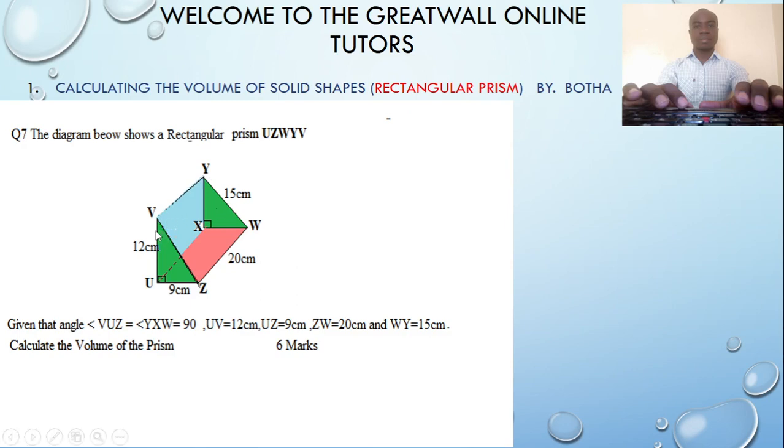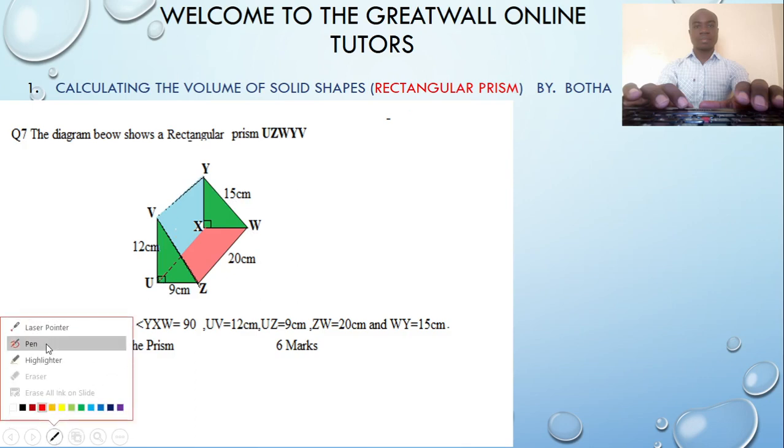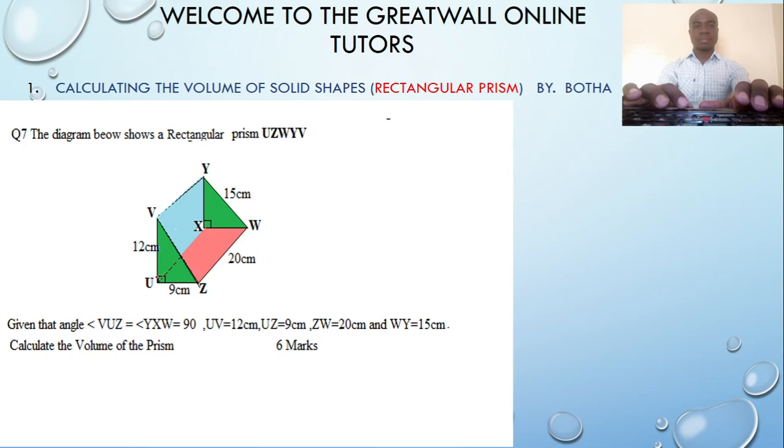Now, the question reads, this diagram below shows a rectangular prism UZWYV, in which length VU is 12, UZ is 9, ZW is 20, and WY is 15. Now we are told we have these angles, angle VUZ and angle YXW, they are equal and both are equal to 90 degrees, right? Now we want to calculate the volume of this prism.